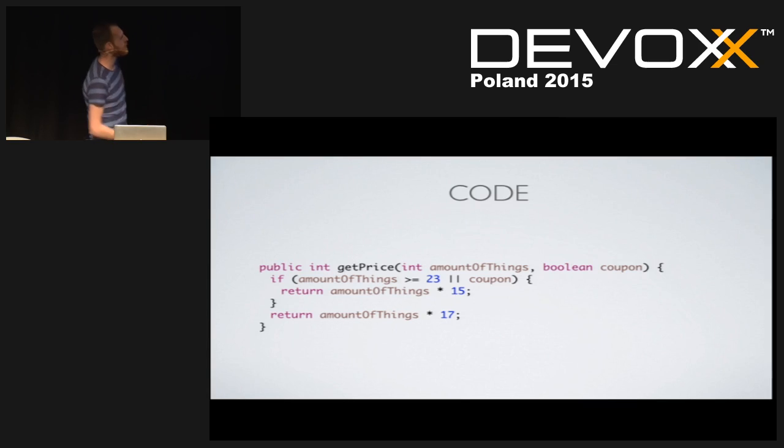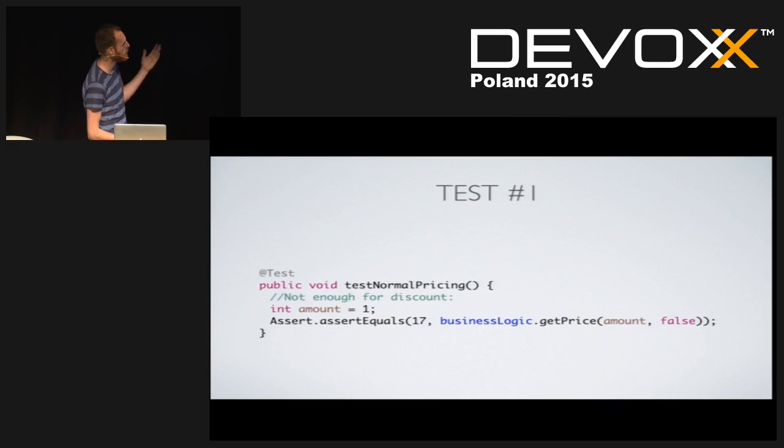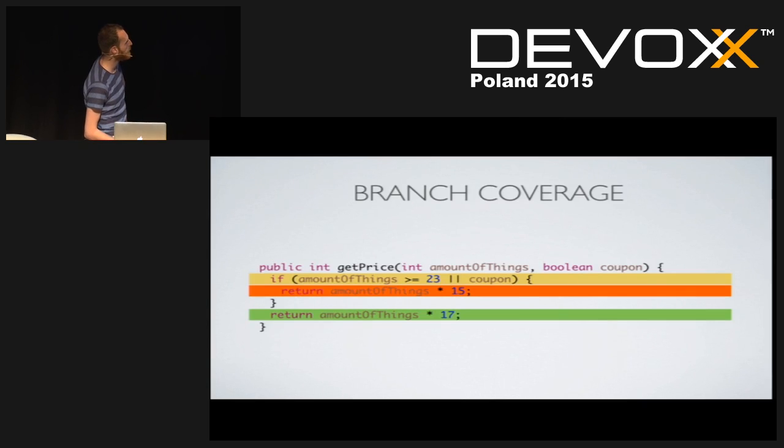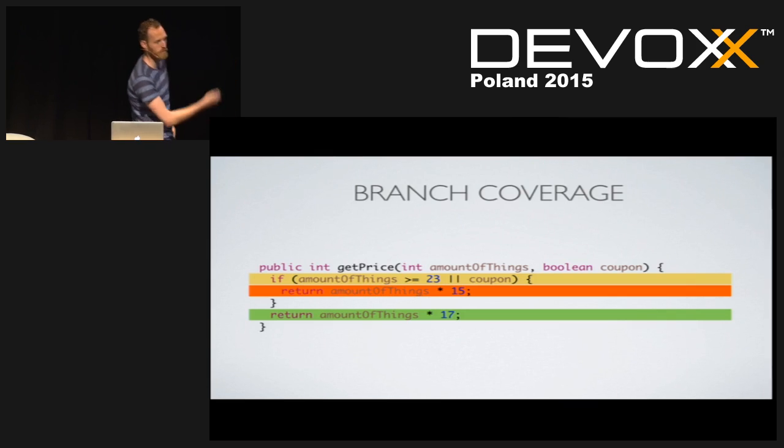So yeah, we need to write our first test. What can we do? We could buy one, and it should be 17 zloty. Cool. So we buy one, it's 17 zloty, and that's the branch coverage. So we've hit the first line, it was false. You've seen this example before.